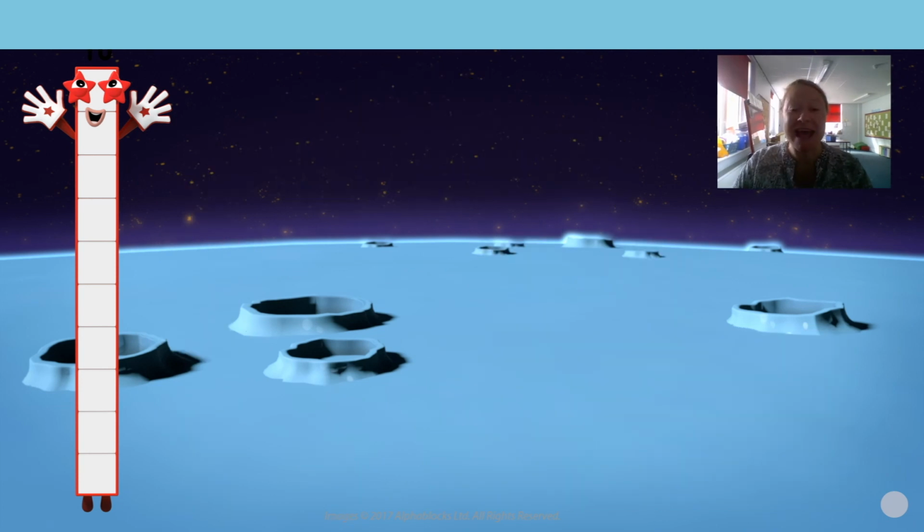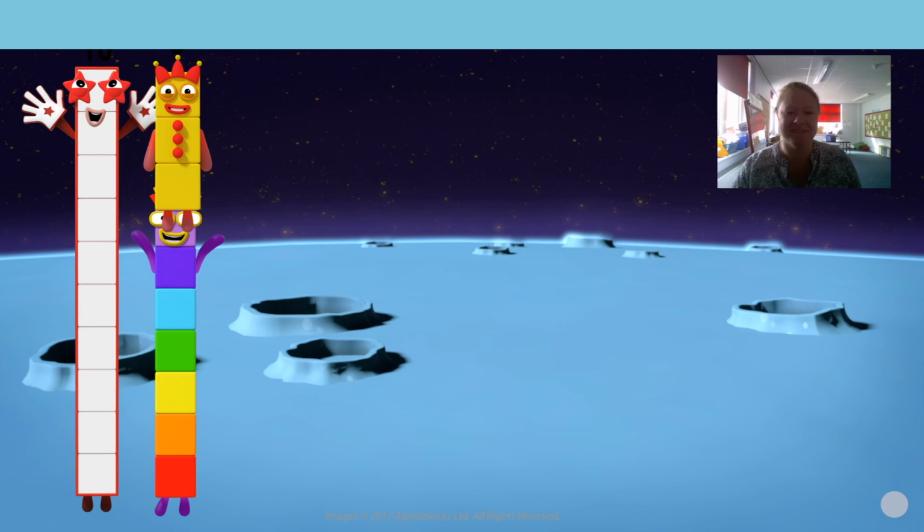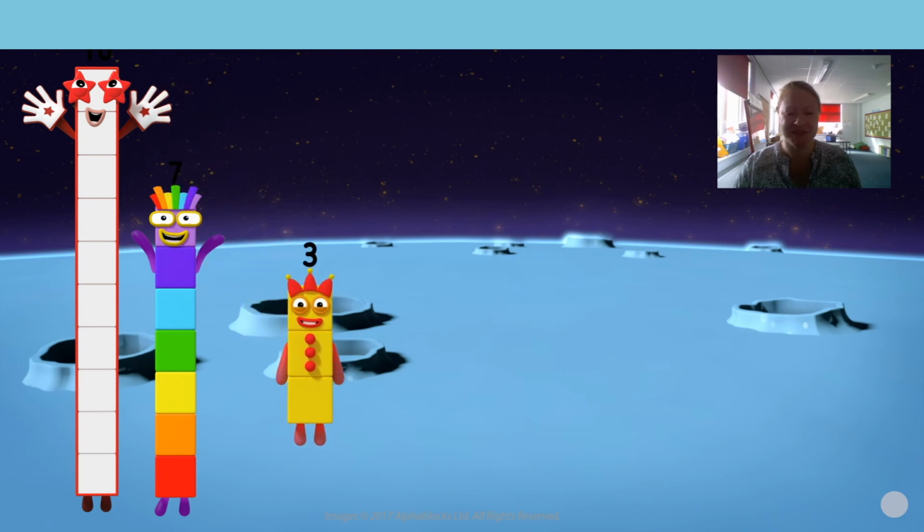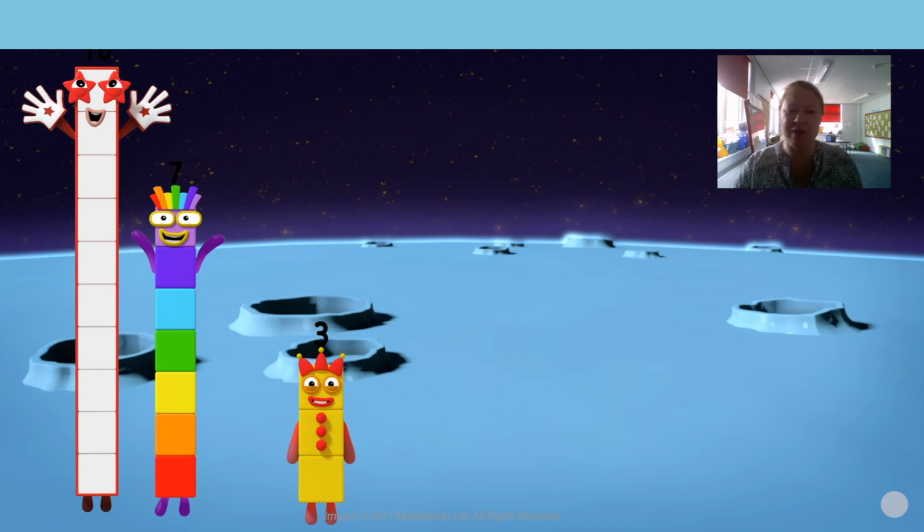Here's number 10 again. I wonder if anybody can guess what our next blocks might be. On our first slide, we had 9 and 1. On the second one, we had 8 and 2. I wonder if any of you can predict what's coming next. Anybody know? I bet lots of you got that right.